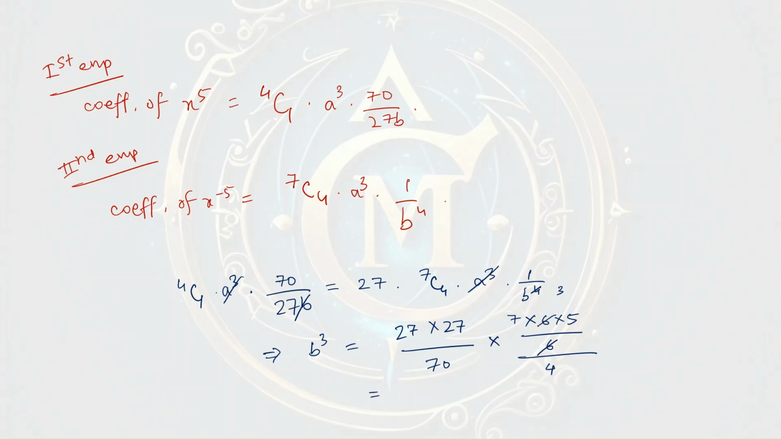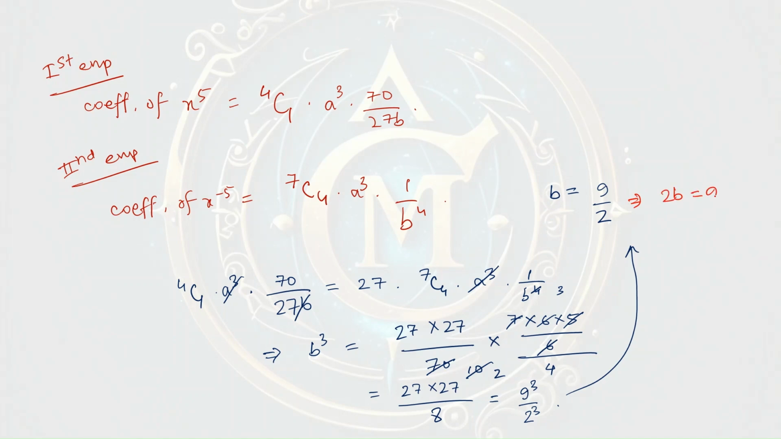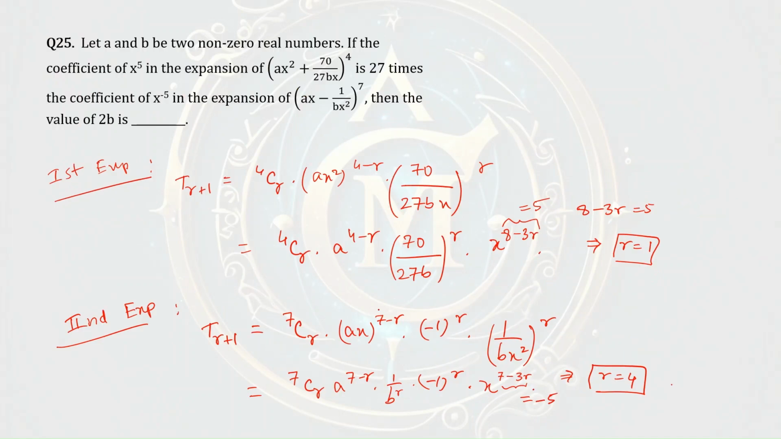So if we simplify this, this becomes 7 and 10, then 2, then this becomes 27 into 27 divided by 8. Now we can write this as 9 into 3 into 9 into 3, so 9 cube divided by 2 cube. That means the value of b must be 9 by 2. So in this case, the value of 2b will be 9. That means the correct answer for this question will be 9. I hope you understood this question.